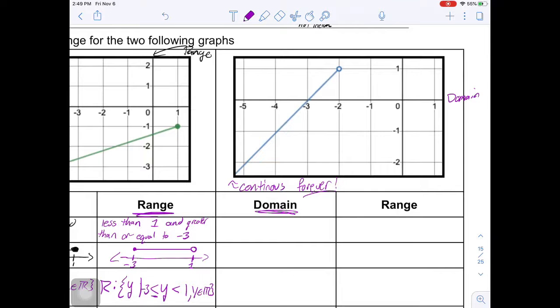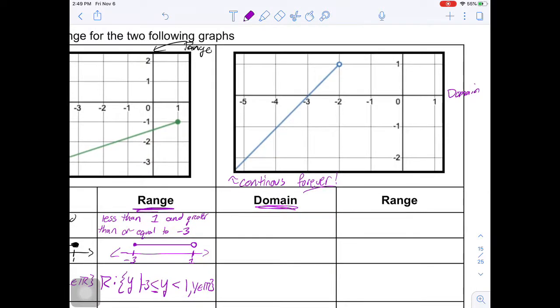So here, my domain has to be less than -2. And that's literally it. You don't have to state that it's going to go to negative infinity. As long as you say that your domain has to be less than -2, you can assume any number smaller than -2 is a part of your domain. So you're done there.